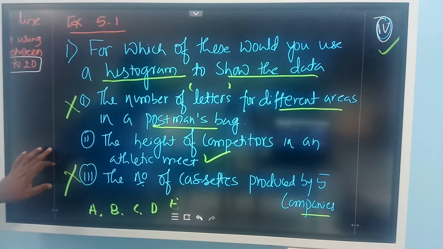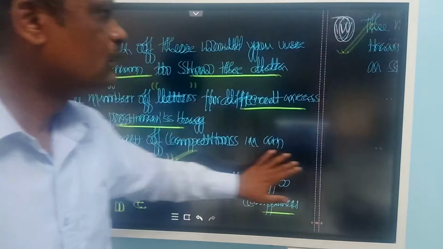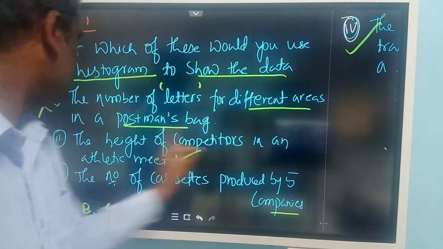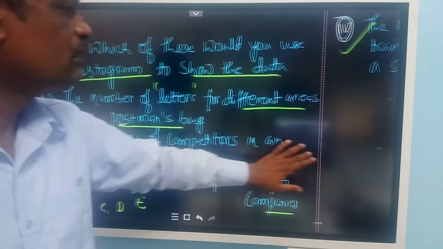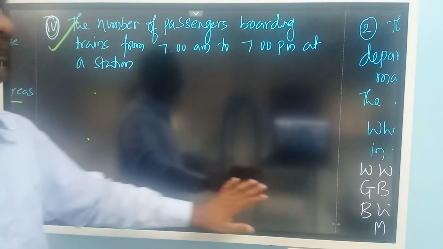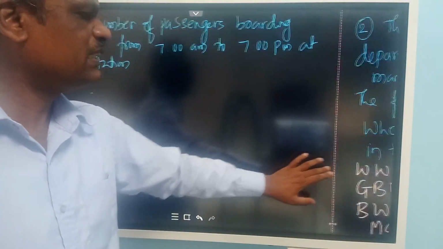Is it over? Is it clear? Yes, sir. Okay. So only two options, the second one and the fourth one, can be represented using a histogram. So now let us go to the second question.